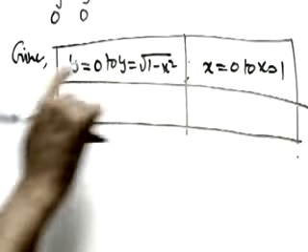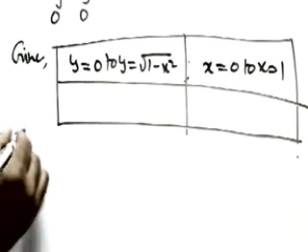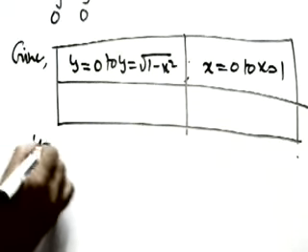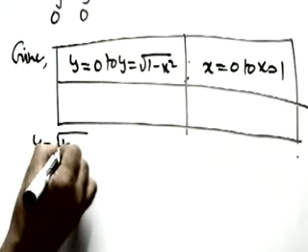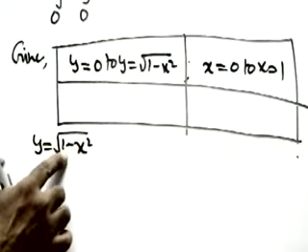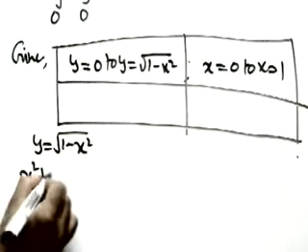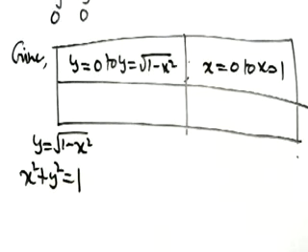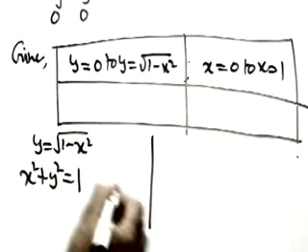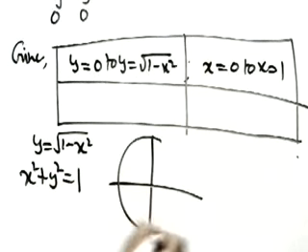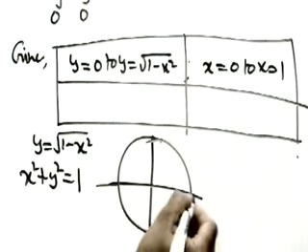To change, we have to understand these values. What is x equals 0, x equals 1, y equals 0. So you see here, this is y equals under root of 1 minus x square. You do one thing, square it, y square, bring this x here, so it will become x square plus y square equals 1. We know that this is a circle, so let me take the circle.